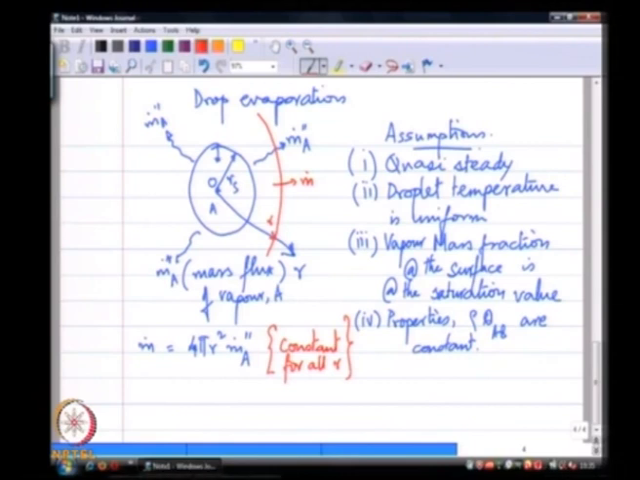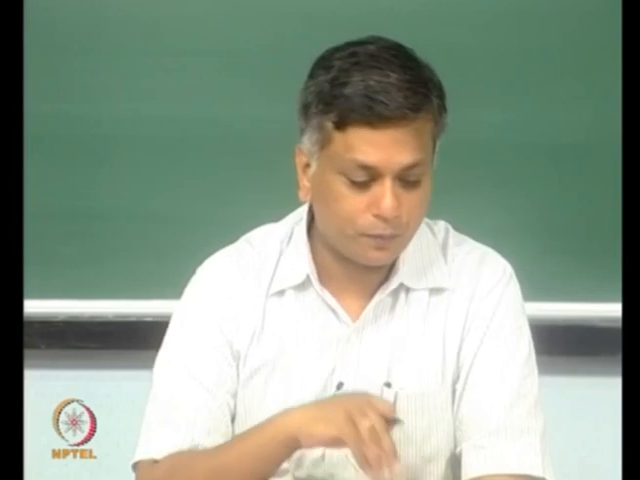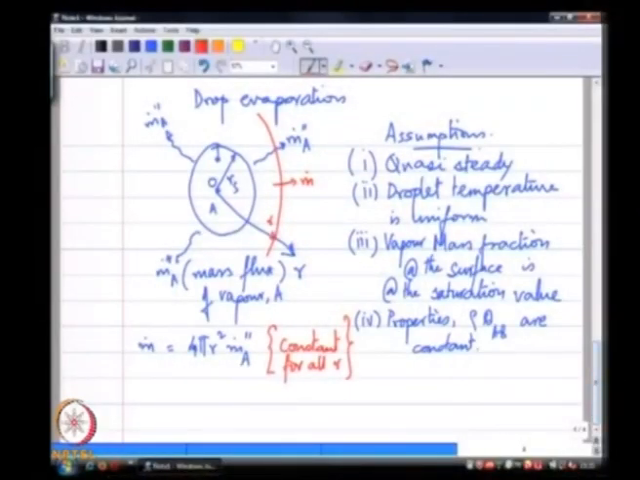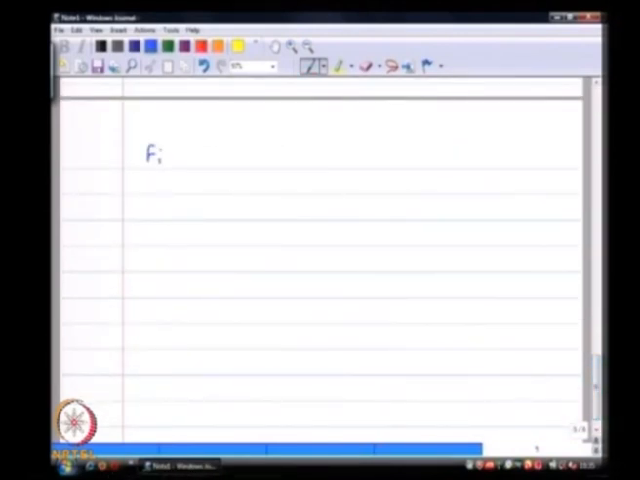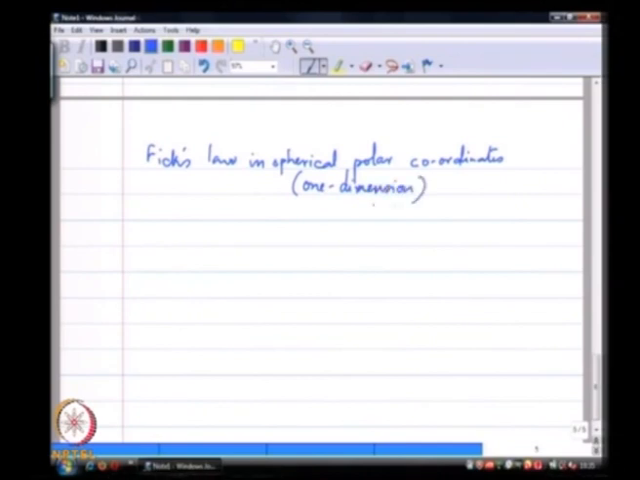Okay, this is our meaning of steady process, that I have some liquid being replenished to the middle such that I have a constant mass flow rate of species A at all radial locations r. So, first writing Fick's law in spherical polar coordinates. In one dimension, we will find, I can rearrange a few things here.